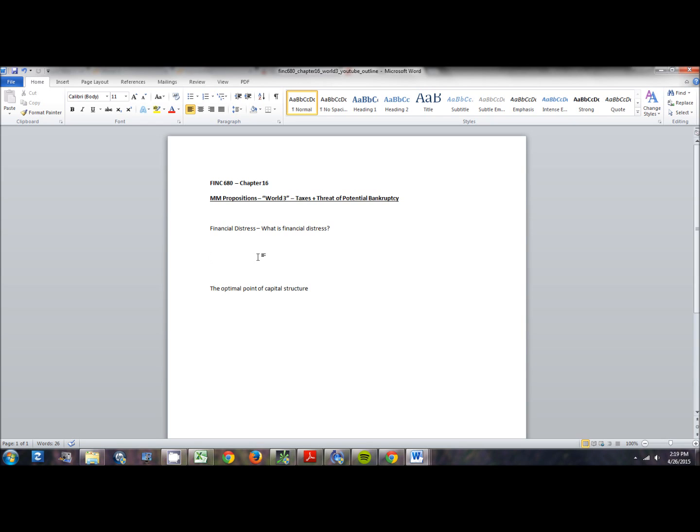And it's going to be where the marginal benefit of the tax shield is equal to the marginal cost of potential financial distress. Because think about it, right? If the marginal benefit of the tax shield is greater than the marginal cost of financial distress, then you need to take on more debt because you're leaving something on the table. There's more value that you can extract. And so that's pretty much it.